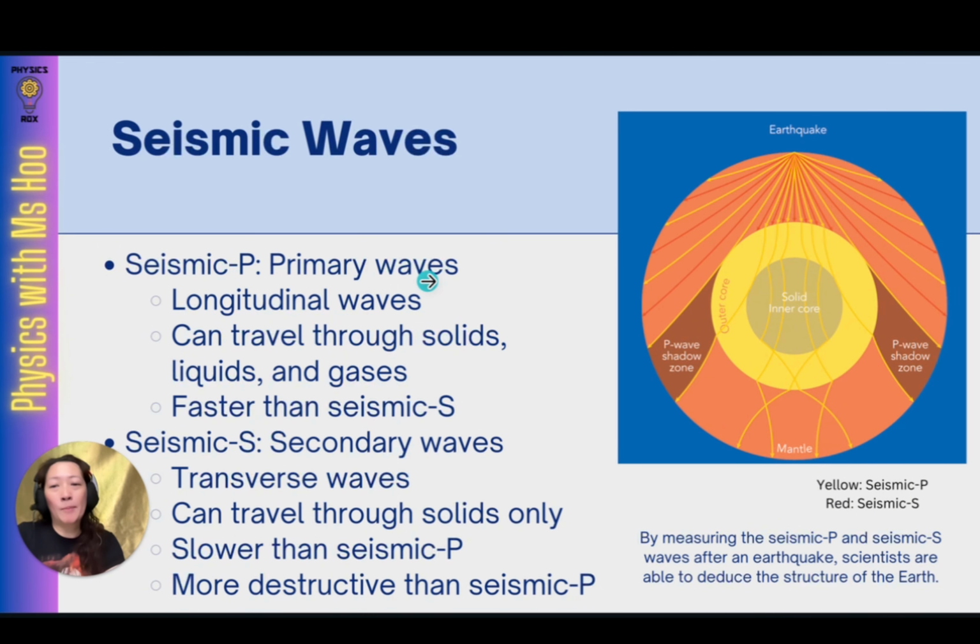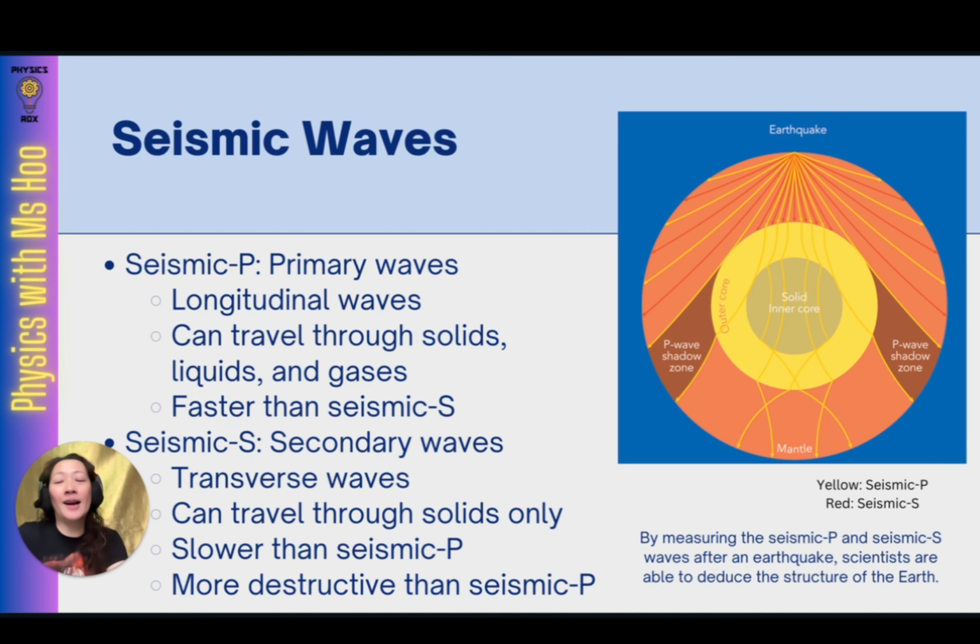Seismic-P are primary waves. So P represents primary. Seismic-P waves are longitudinal waves, and because they're longitudinal, like so, they can travel through solids, liquids, and gases. Because of this physical behavior, they travel much faster than Seismic-S.